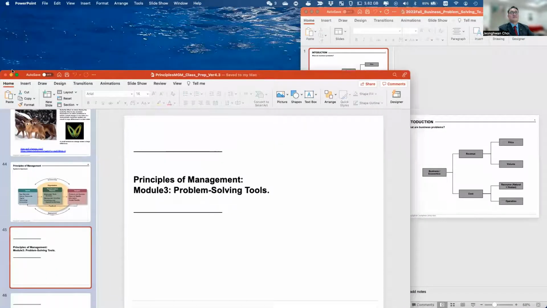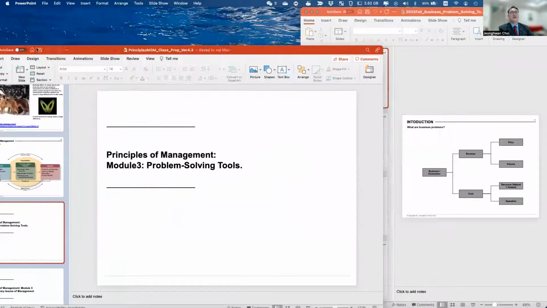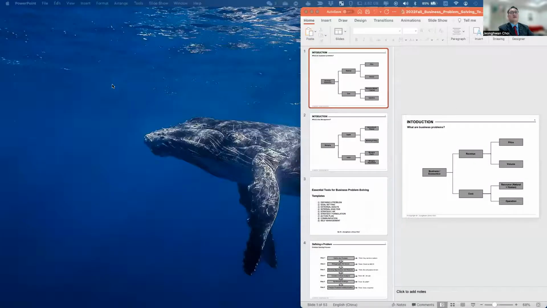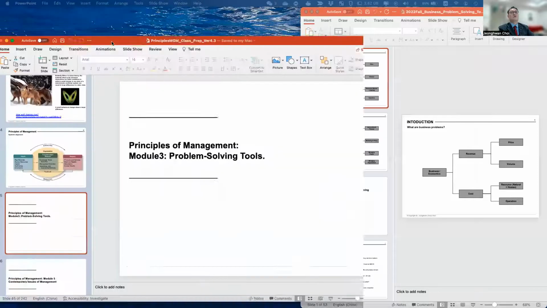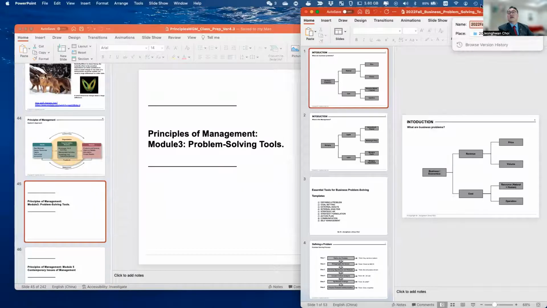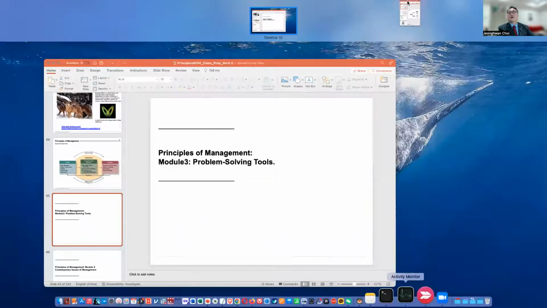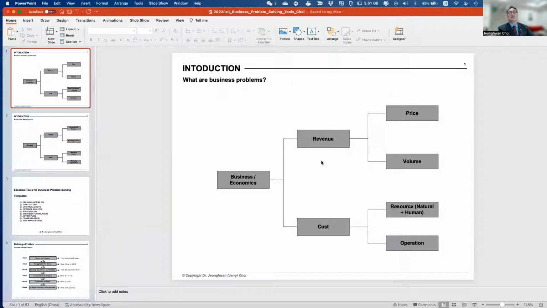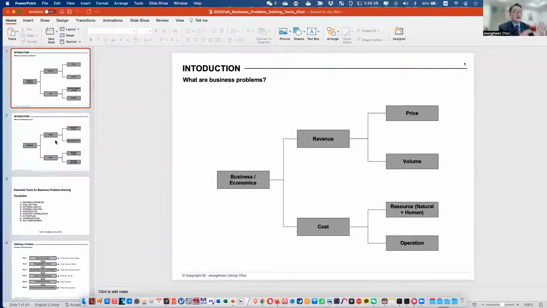Oh, no. Okay. Computer. Well, I shared. Give me a second. Can you see me? I shared the file at the WeChat. Did you get it?